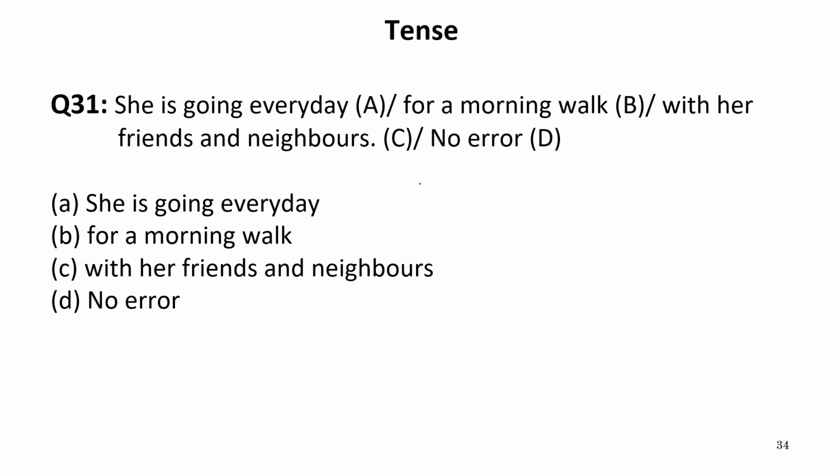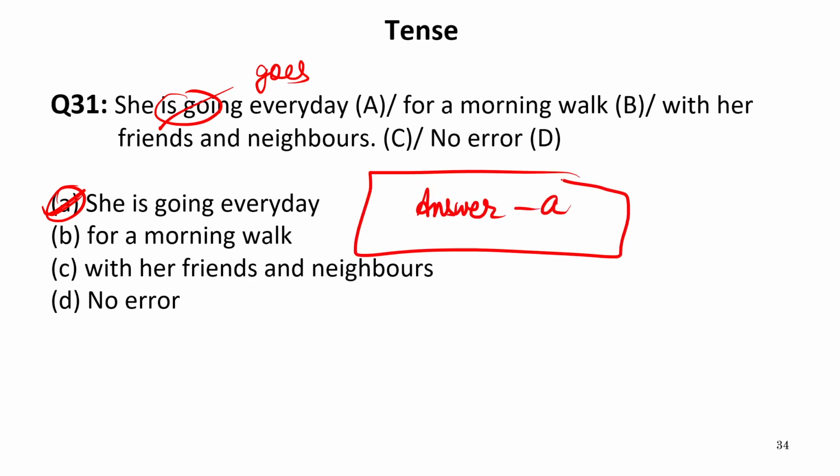If any work happens regularly or at regular intervals, it should be formed in present indefinite tense. Therefore, is going is incorrect. It should be replaced with goes. The sentence given should be formed in present indefinite tense. So the error is in part A and the answer is A, and the correct sentence will be, she goes every day for a morning walk with her friends and neighbors. So this will be the correct sentence. Now let us move to the next one.